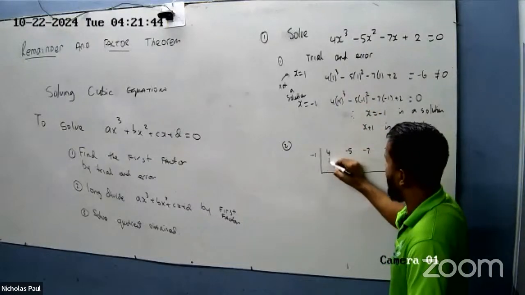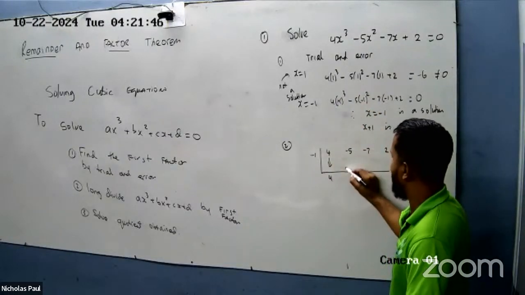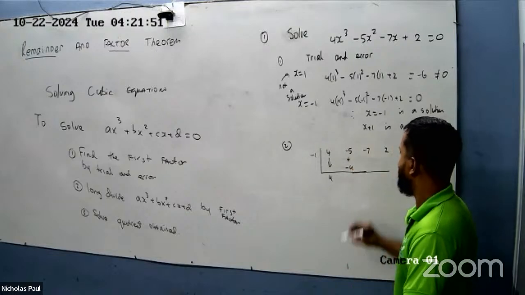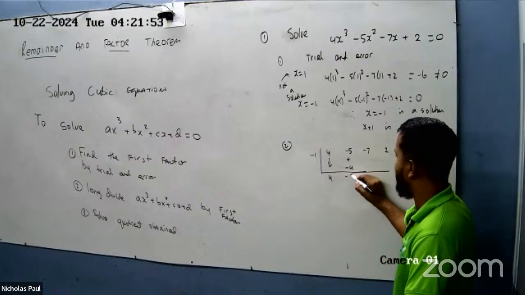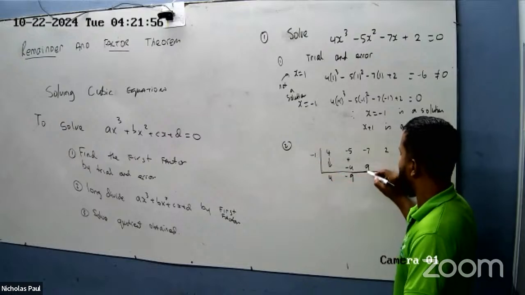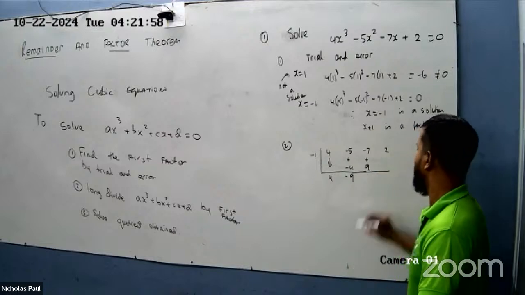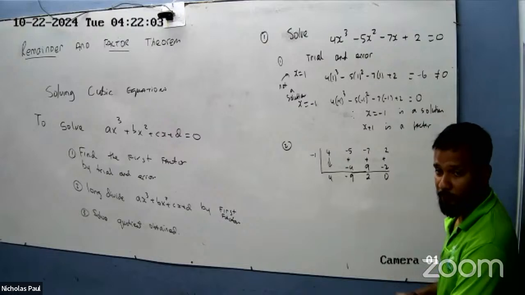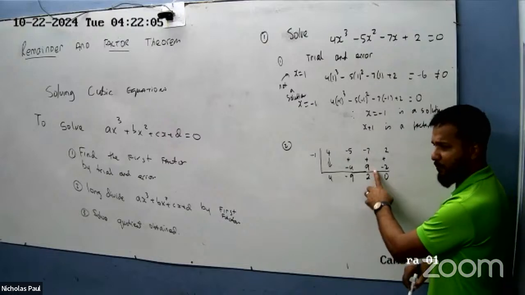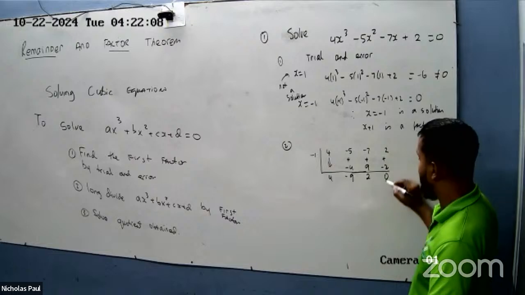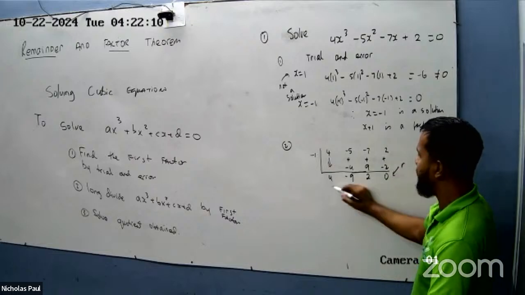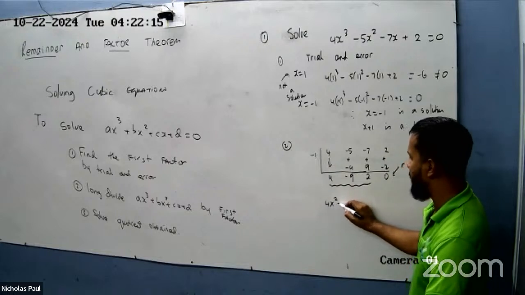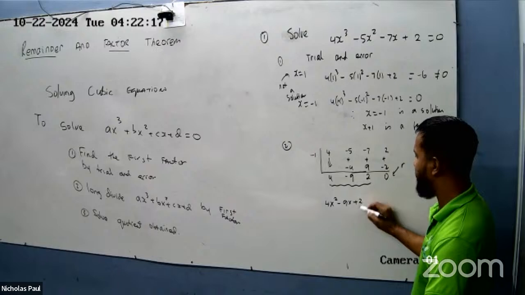Minus 1, so I'll bring down the 4, minus 1 by 4, add it here. I get minus 9. Here again, plus 9, add it. Minus 9 is 2. Add. I think I had 10 here the first time or something. That's okay? So this here is our remainder. This here is our quotient. So we ended up with 4x squared minus 9x plus 2.